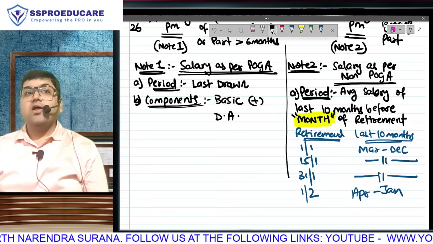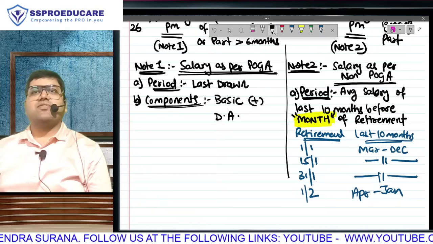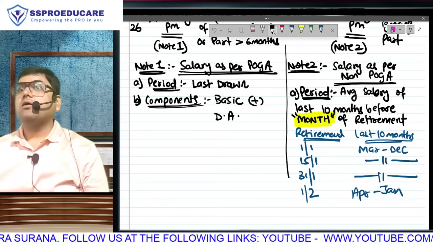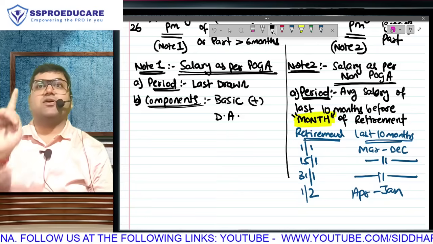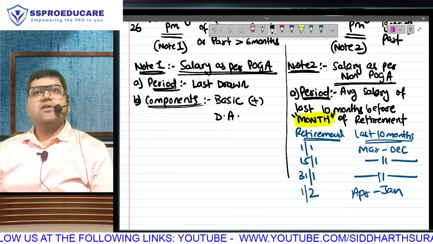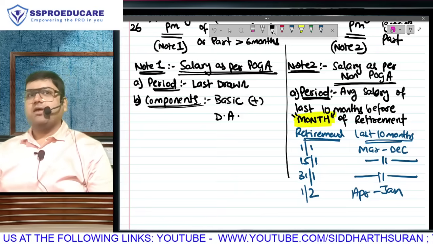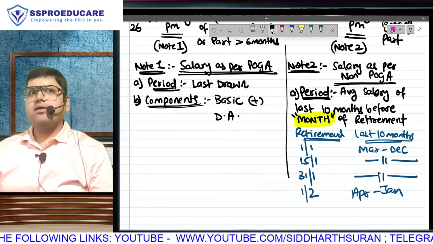So tell me, for the purpose of gratuity calculation, will you be taking tiffin allowance, LTA, HRA, anything? No. Salary maybe you will take, but for this calculation you will not take, because this calculation covers only basic and DA. Will you take basic salary? Yes. Will you take DA in terms? Yes. And DA not in terms?